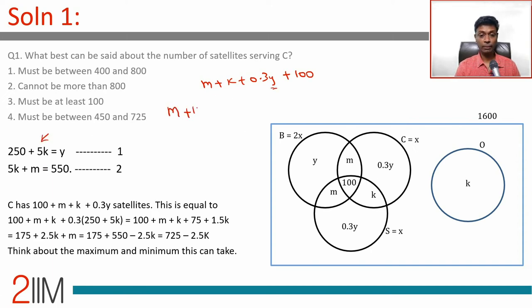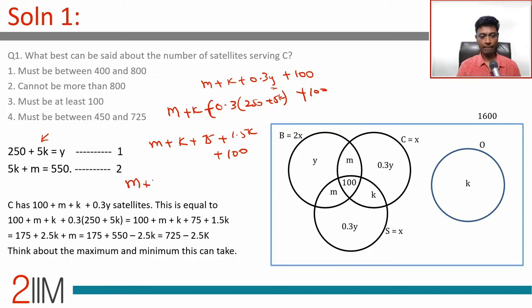So M plus K plus 0.3 into 250 plus 5K plus 100, which is M plus K plus 75 plus 1.5K plus 100. This is 175 and 2.5K. M plus 2.5K plus 175.